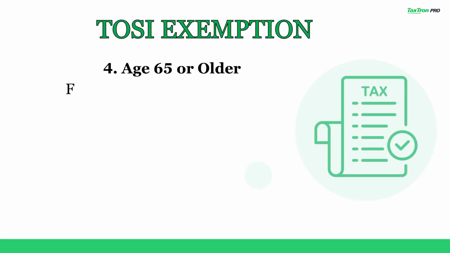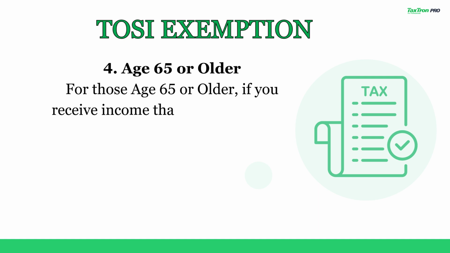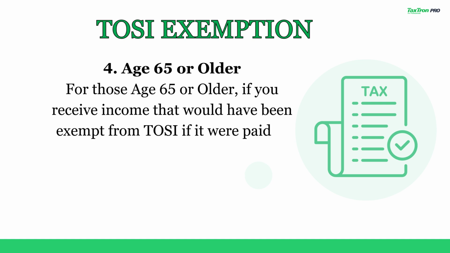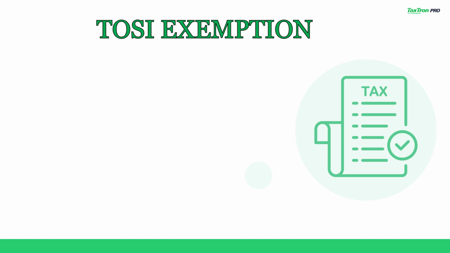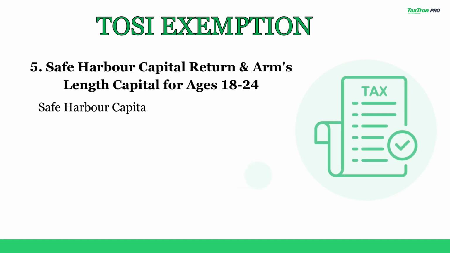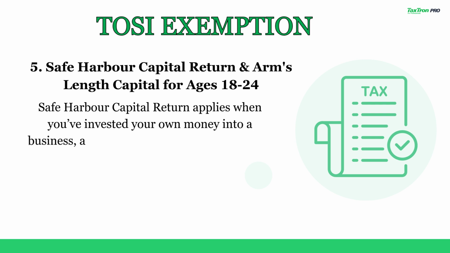Number 4. Age 65 or older. For those age 65 or older, if you receive income that would have been exempt from TOSI if it were paid to your spouse, you are also exempt. It is a simple but helpful rule for older Canadians. Number 5. Safe harbor capital return and arm's length capital for ages 18 to 24.